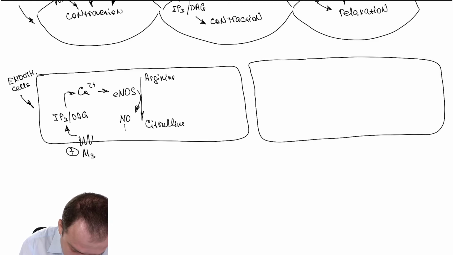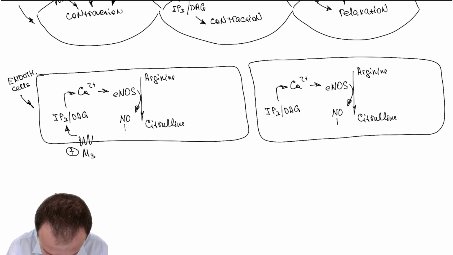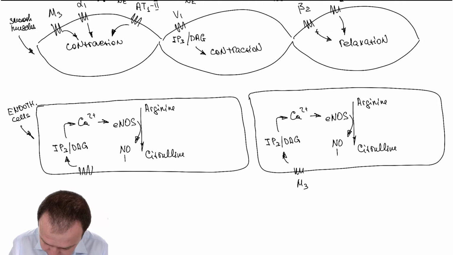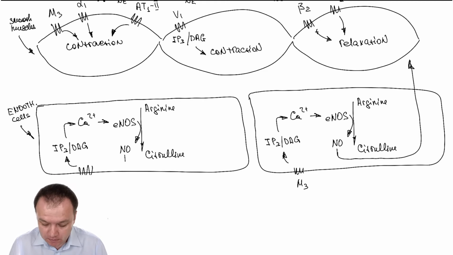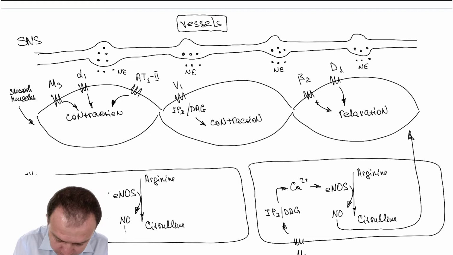pathway happens in another cell, right? Endothelial cells, as we have M3 receptors. So this nitrous oxide molecule diffuses into the smooth muscle cells. Diffuses from endothelial cells, it diffuses into the smooth muscle cells.